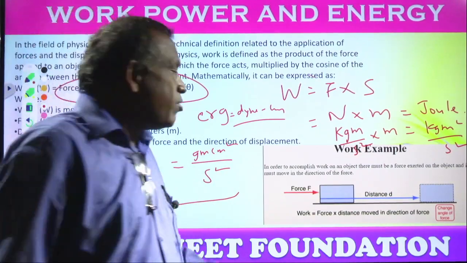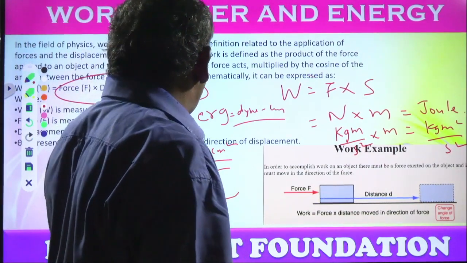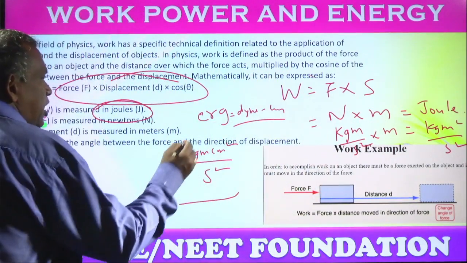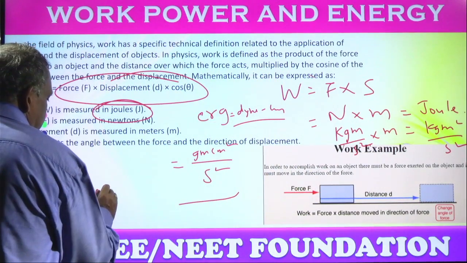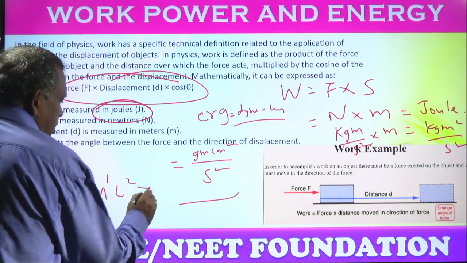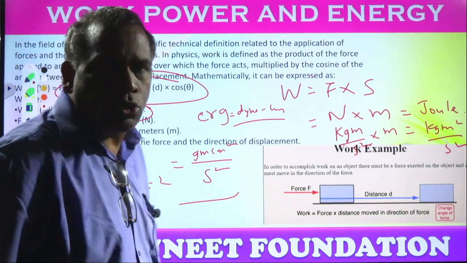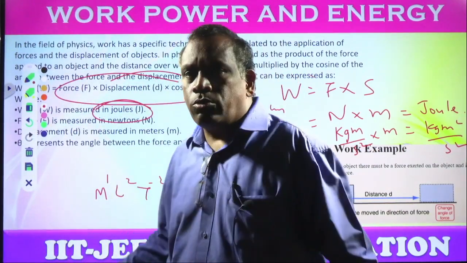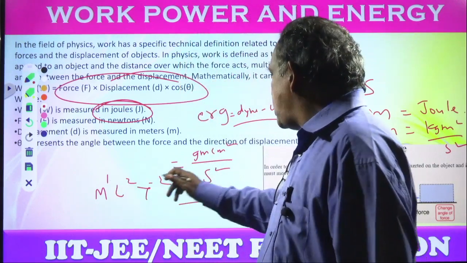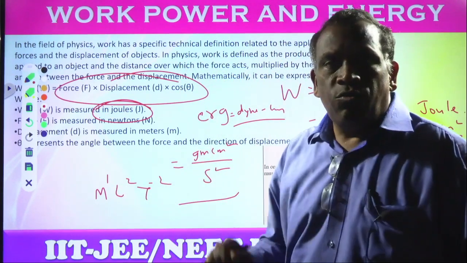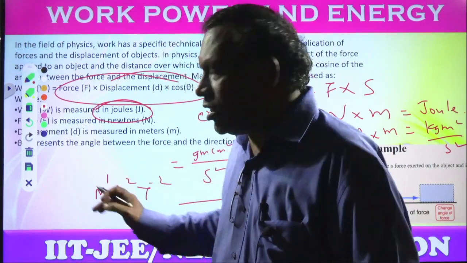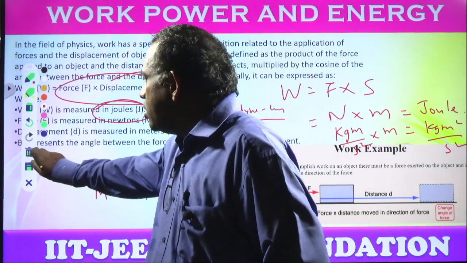The dimensional formula of work is obtained by using kg meter square per second square: kg gives M power 1, meter square gives L power 2, and time gives T power minus 2. M power 1, L power 2, T power minus 2. This is the dimensional formula of work. Work depends upon the force and displacement, and the angle between force and displacement. This is an important thing.